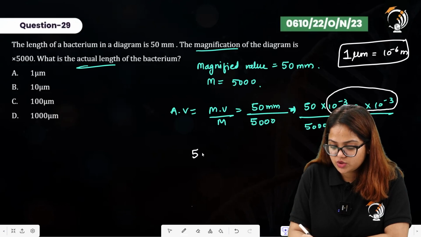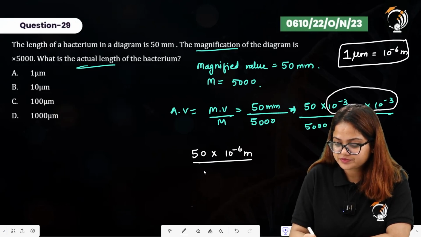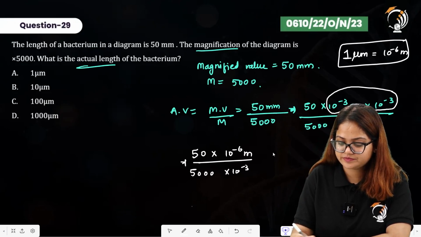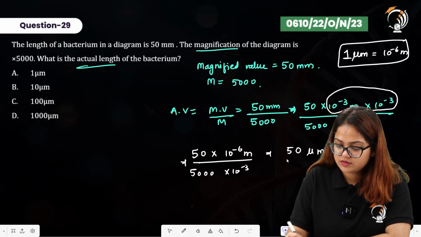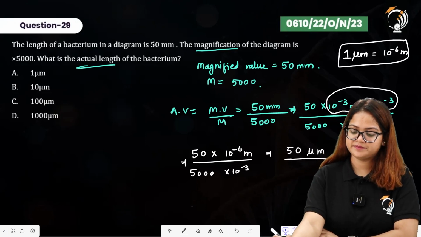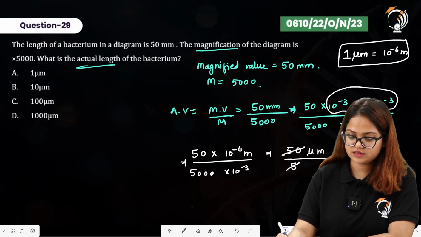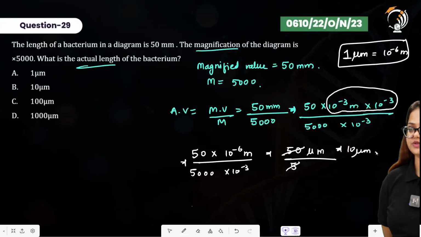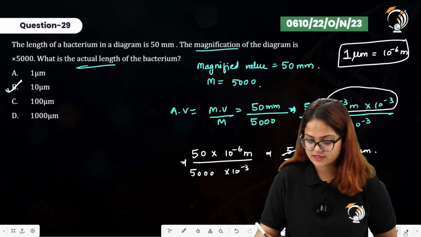So you're going to solve it like this: 10 to power minus 6 meter, 5000 into 10 to power minus 6, 50 micrometer divided by... all will get cancelled. This is 10 micrometer as an answer. Alright, I hope this is understood. This is 10 micrometer. So B option is the right answer here.